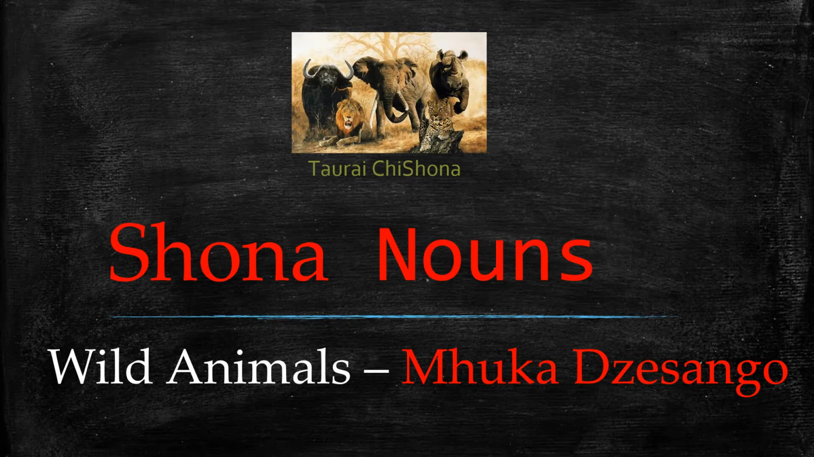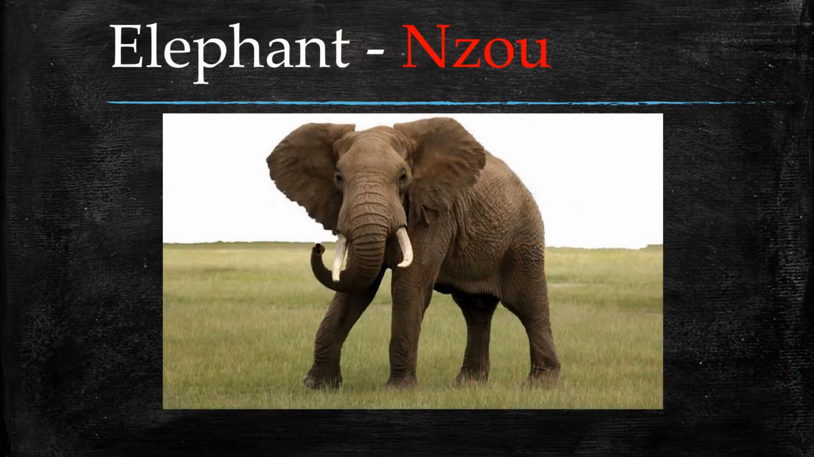In this video we are going to cover names of wild animals found in Zimbabwe. Mhuka Dzesango dzinowanikwa mu Zimbabwe. I will start with what is known as the Big Five, the ones that are on the picture above, and I'll be giving you the Shona names, starting with the elephant.